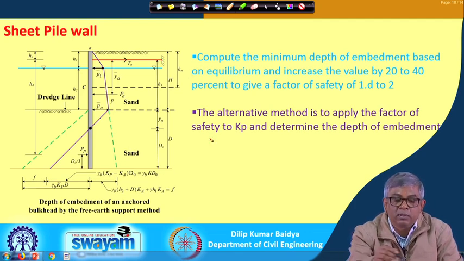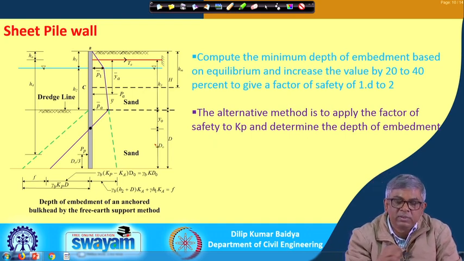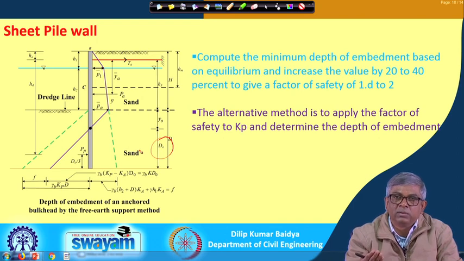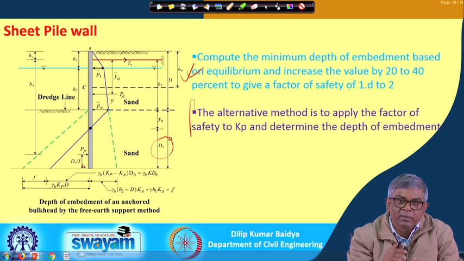One is based on equilibrium. Based on this diagram you consider the equilibrium and then find out d naught, and this d naught can be increased by something like 20 to 30 or 40% to provide some factor of safety. That is one approach. Another approach is that in the Kp itself, I will introduce a factor of safety of 2 or 2.5, then this pressure diagram will become smaller or reduced. Taking that, finally, you can find out d naught. That is another approach. But out of these two approaches, I will consider only this approach.